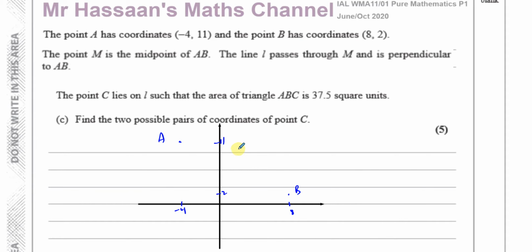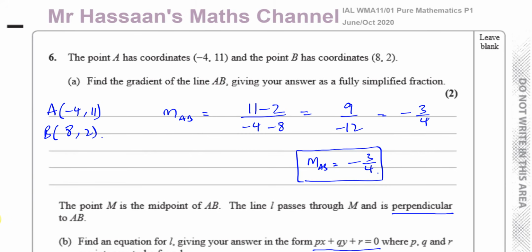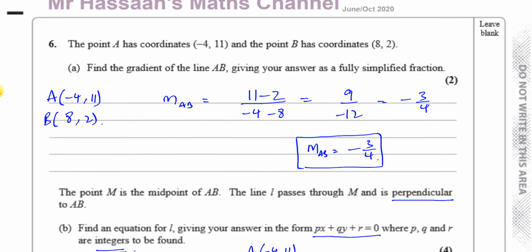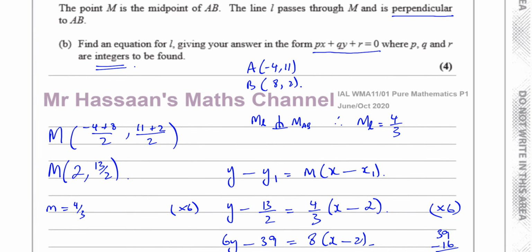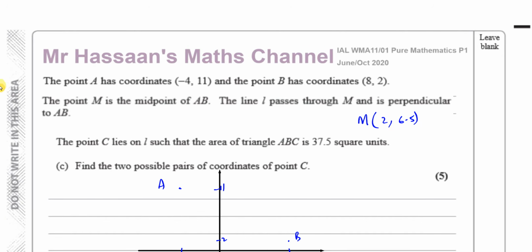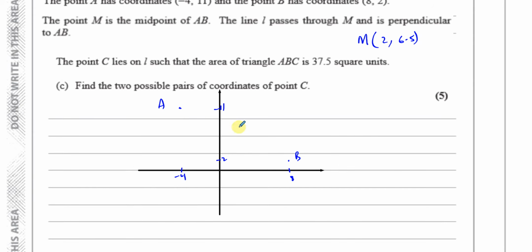And then M is the midpoint of AB, and we worked out the coordinates of M, which was 2 and 6.5, basically 13 over 2. Let me just confirm that. Yep, 2 and 13 over 2, so it was somewhere over here. Let's say the midpoint was there. That's 2 and 6.5. That's where M is.